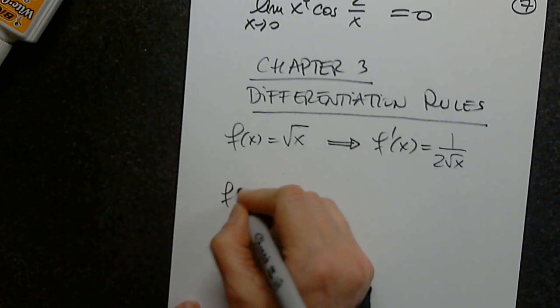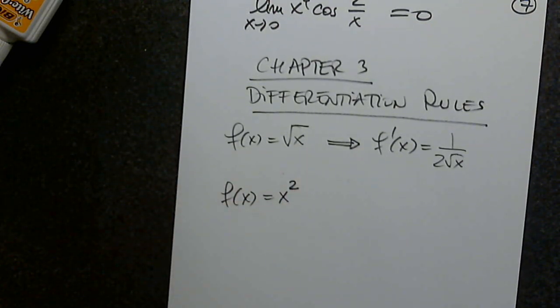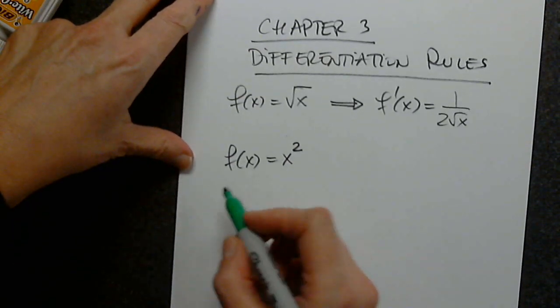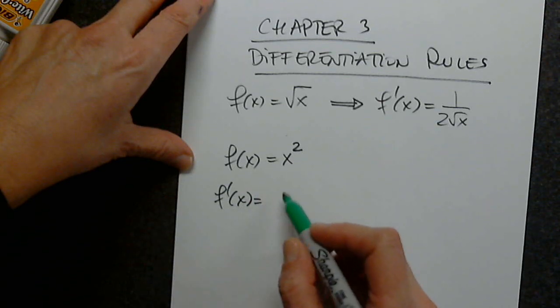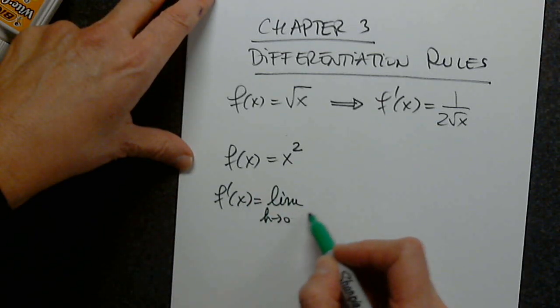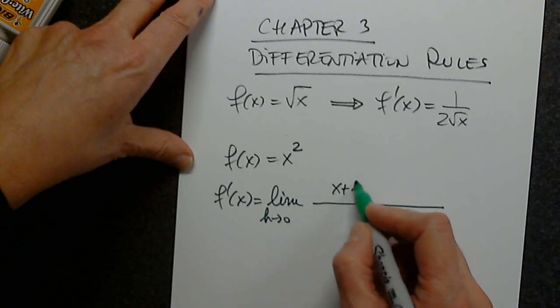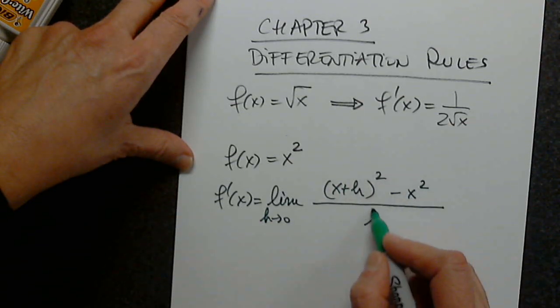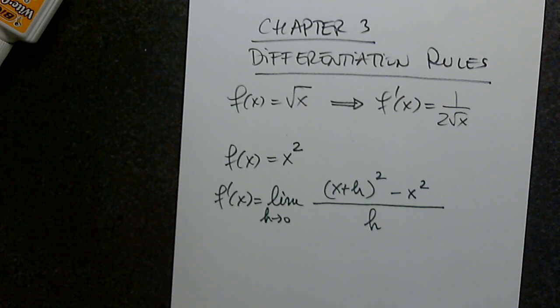But now let's also look at f of x equals x squared. And you could say, are you going to do this again and again and again? No. Just for a couple of functions, I promise. So we can see how the formula or the definition works. Okay, so with the definition, I have the limit as h approaches 0 of (x plus h) squared minus x squared over h. So I'm applying the formal definition, f prime of x, as the limit of the difference quotient for x squared.